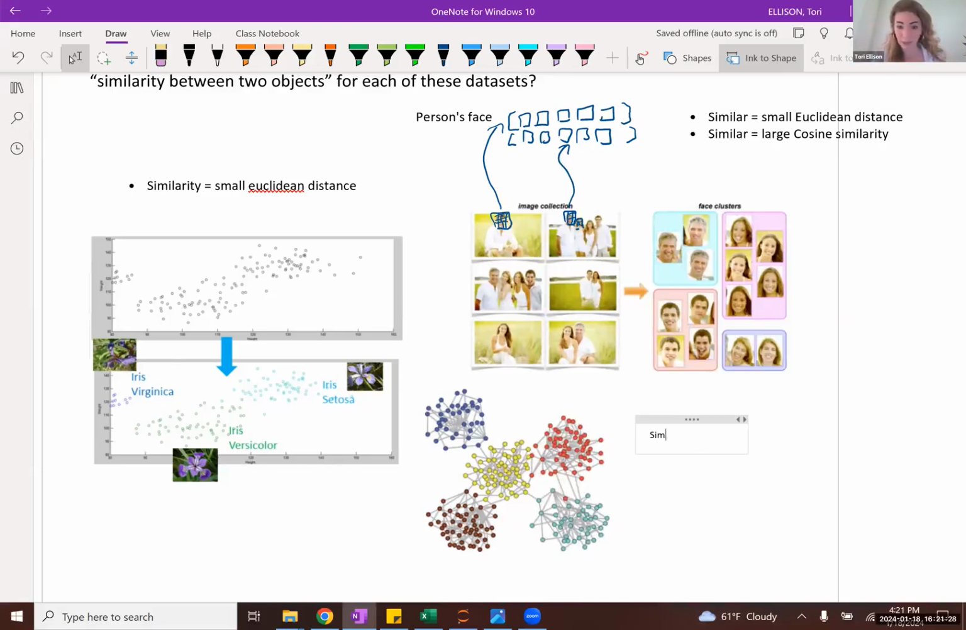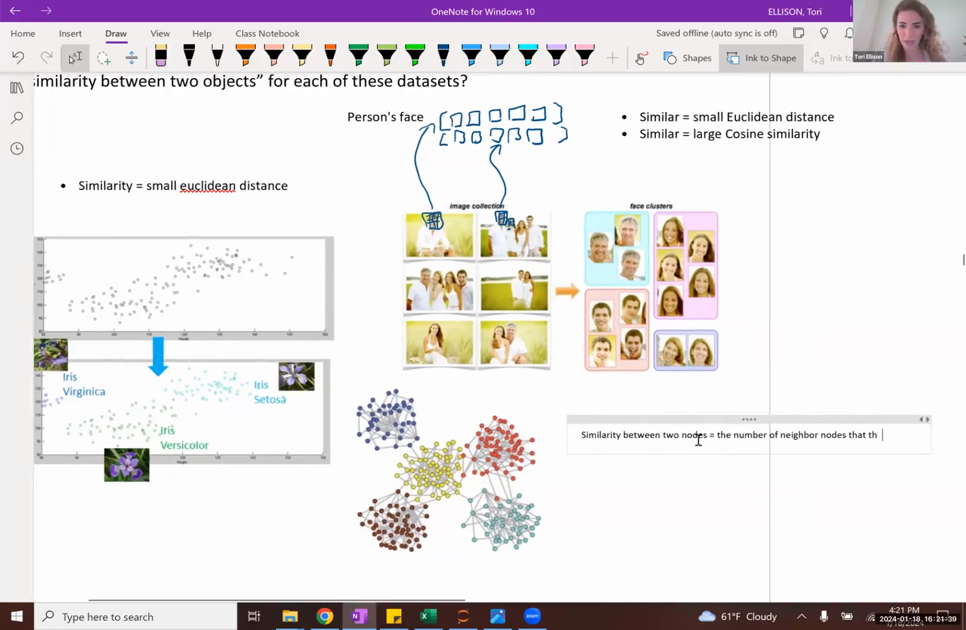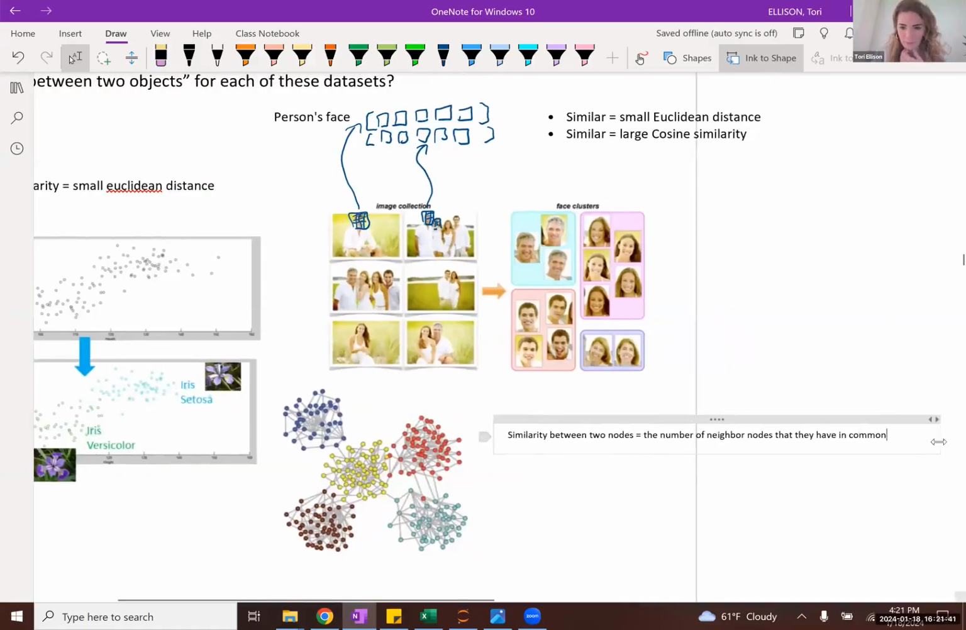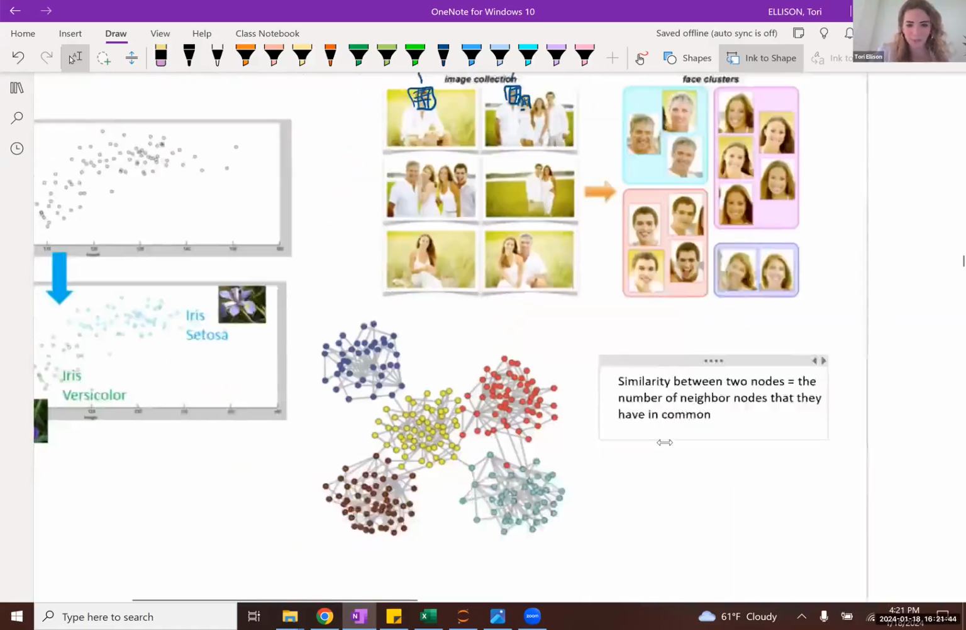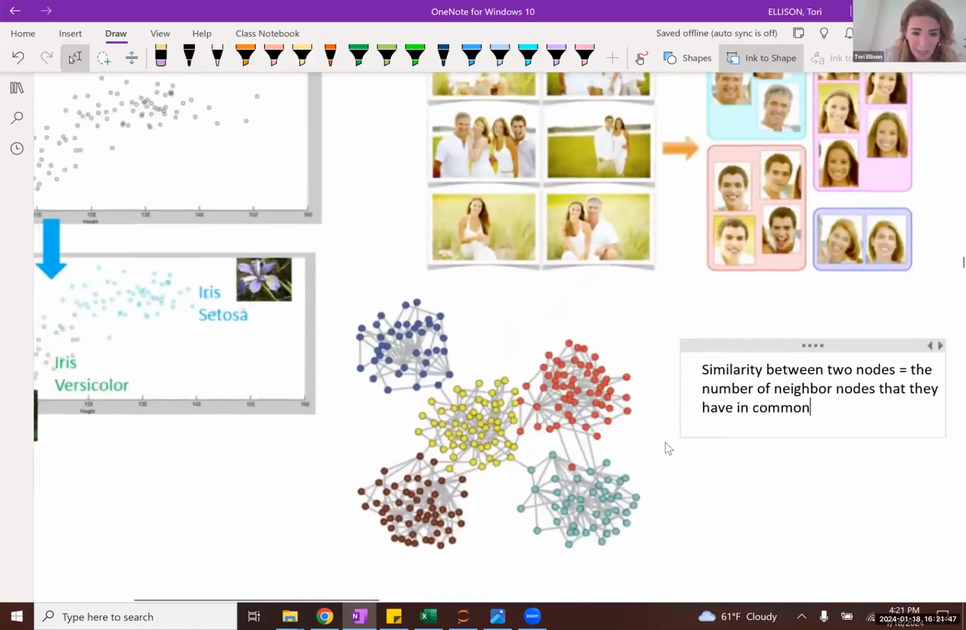The similarity between two nodes is equal to the number of neighbor nodes that they have in common. So for instance, we can see that this observation here is very similar to, let's just say, this observation, because they both share a lot of common connected observations. So that tells us that they're very similar.